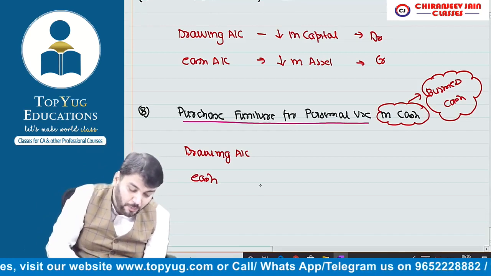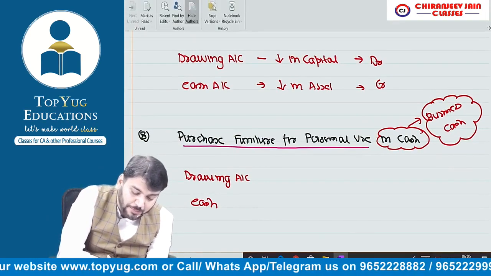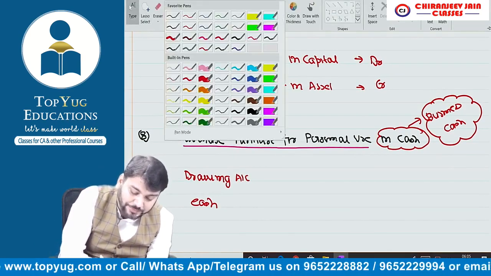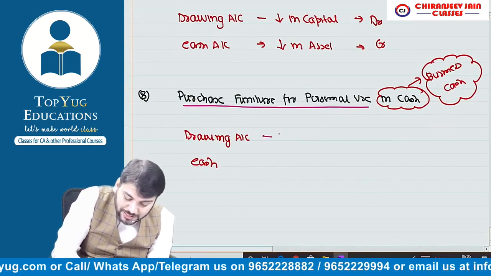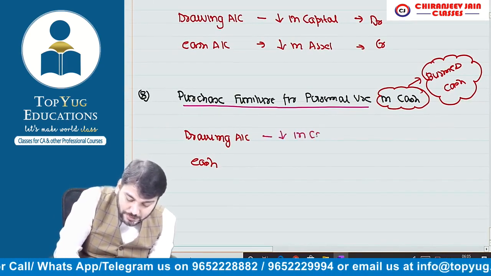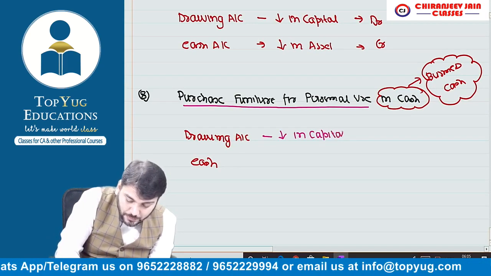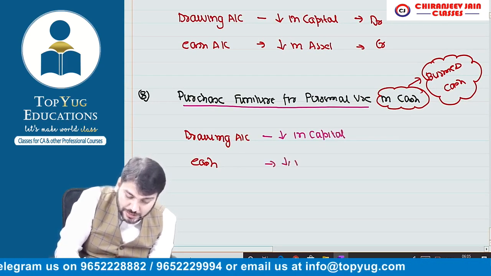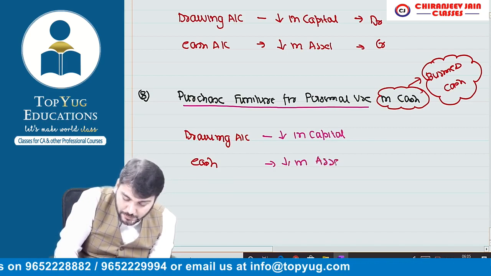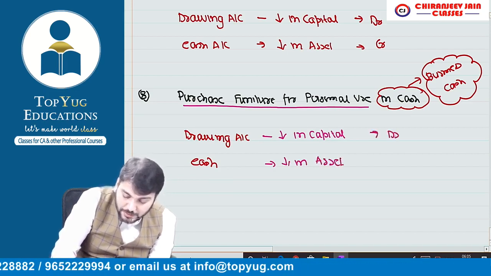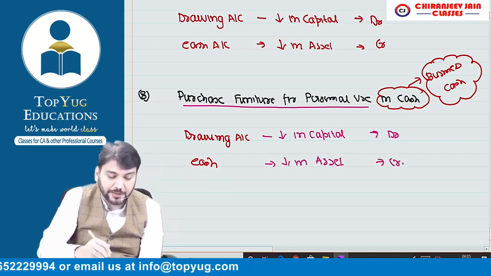So देखो, point number 7 and point number 8 is same only. Correct? Understood? So this is decrease in capital. This is decrease in asset, debit and credit. Understood?